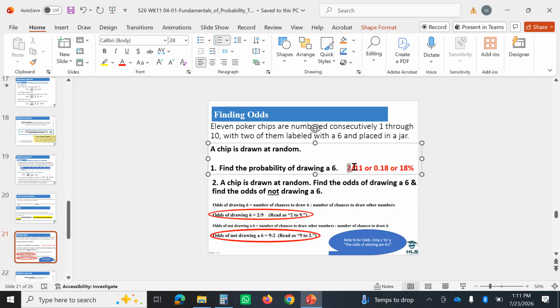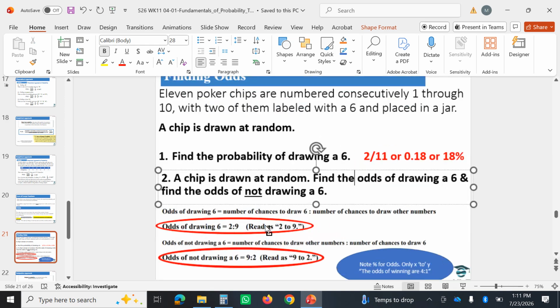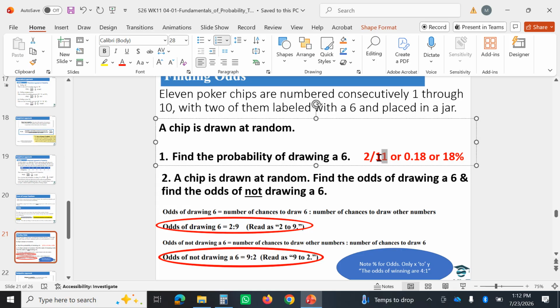Now, you see here, when we're talking probability, it was 2 divided by 11 because that was all the chips that were in there. Odds is not so, okay? Odds is the number of desired to the number of undesired. So in this case here, 2 to 9. So the odds of this event, this horse coming in, is 2 to 9. And you'll notice 2 plus 9 equals 11, okay?